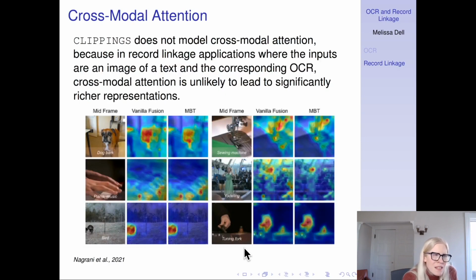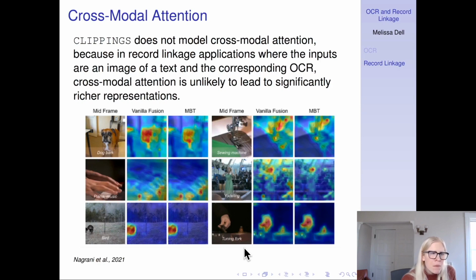Okay, so CLIPPINGS does not model cross-modal attention, and there are two reasons for that. First, we don't think it's necessary, at least not for the Japanese matching, because we have an image of a firm's name and then the text of the firm's name, and those are both a view of exactly the same thing.